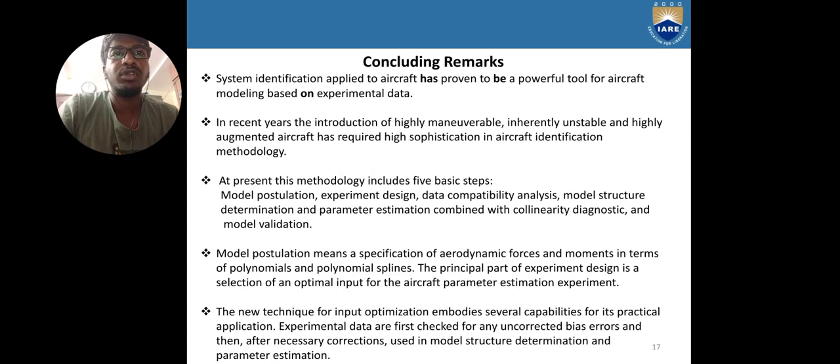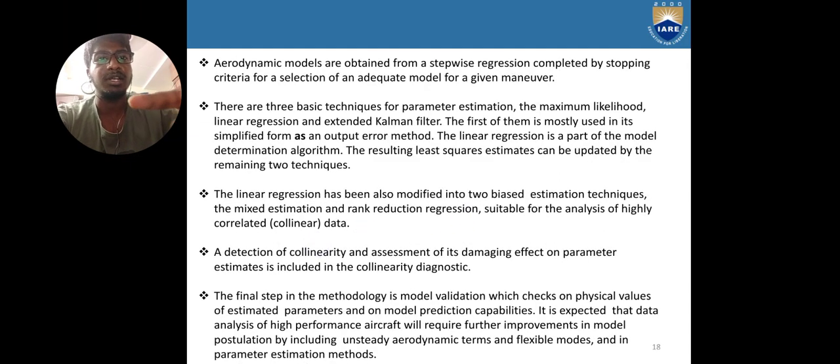So the concluding remarks are that system identification applied to aircraft has proven to be a powerful tool for aircraft modeling based on experimental data. In recent years, the introduction of highly maneuverable augmented aircraft has brought high sophistication in aircraft identification methodology. At present, this methodology includes 5 steps as discussed, and the new technique for input optimization embodies several capabilities for its practical application. Experimental data are first checked for any uncorrected bias errors, and then after necessary corrections used in model structure determination and parameter estimation.